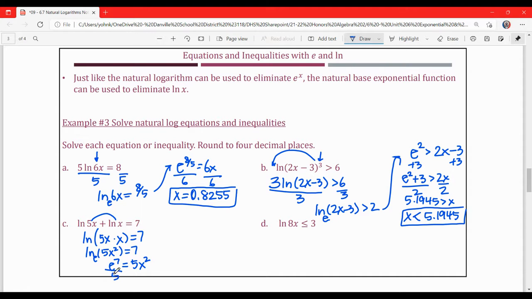I can divide both sides by 5. So that gives me x squared is equal to e to the 7th over 5. I can square root both sides to get rid of the square. When I square root, I get plus or minus. If I type e to the 7th over 5 square rooted into my calculator, I get 14.8097. I do have to remember that I cannot take the natural log of a negative number. So technically, my only answer is the positive option, 14.8097.